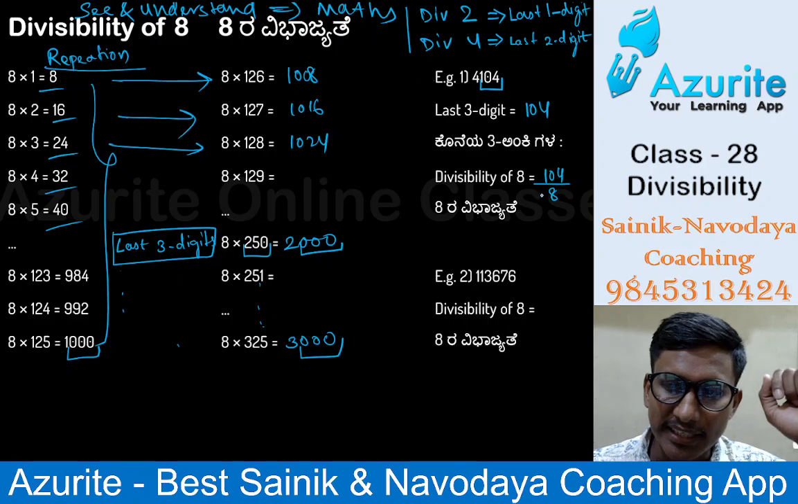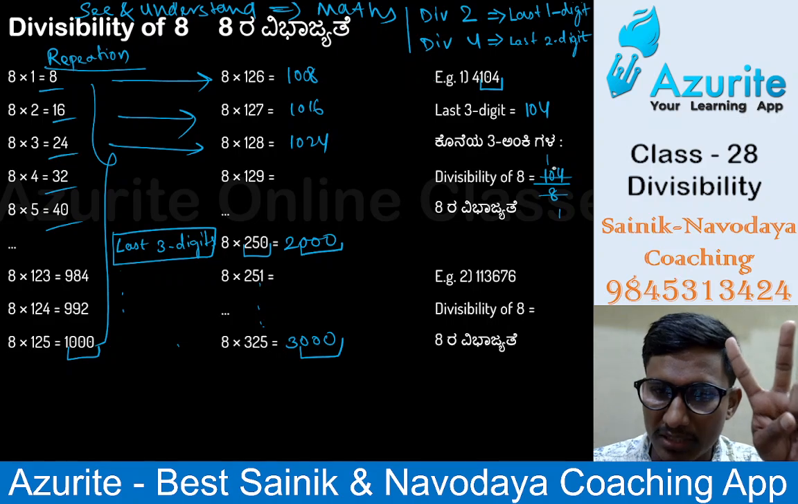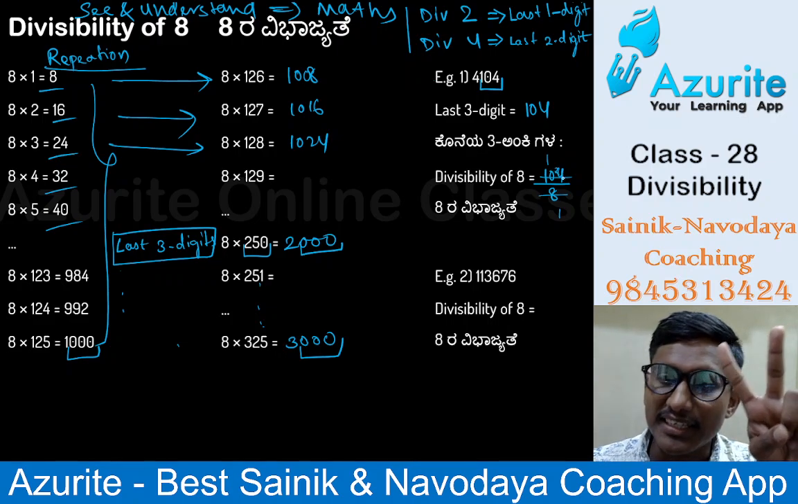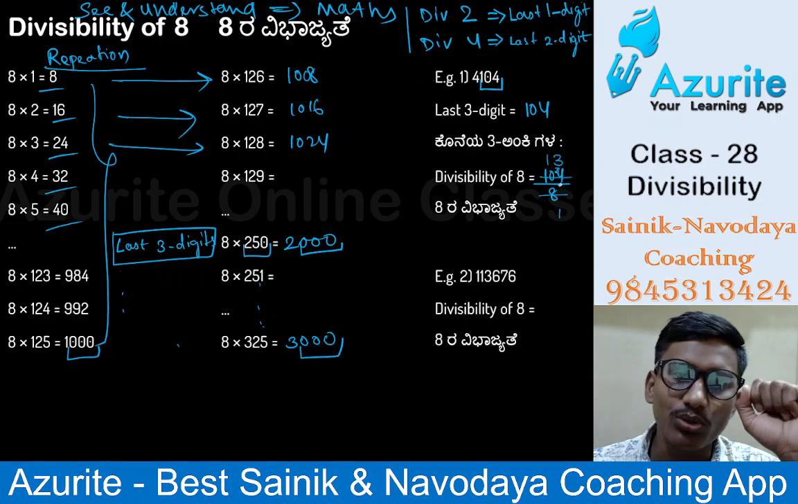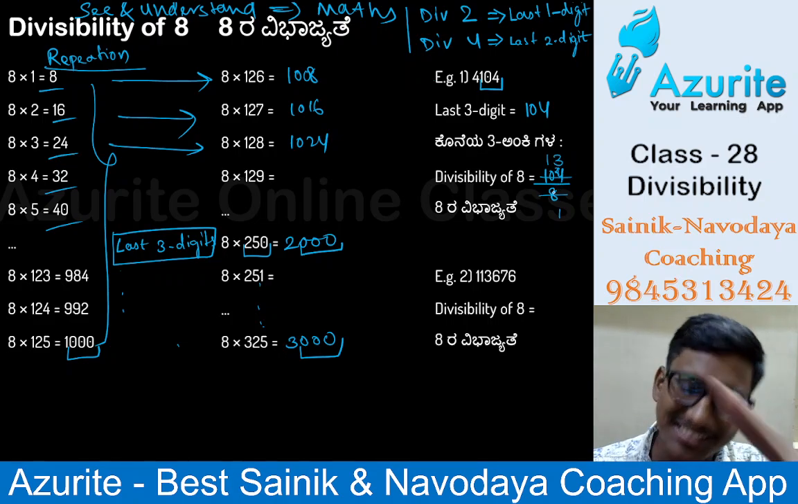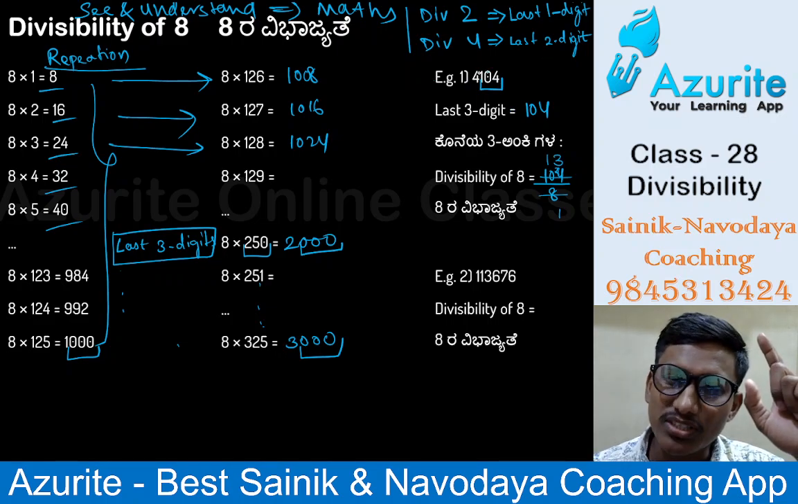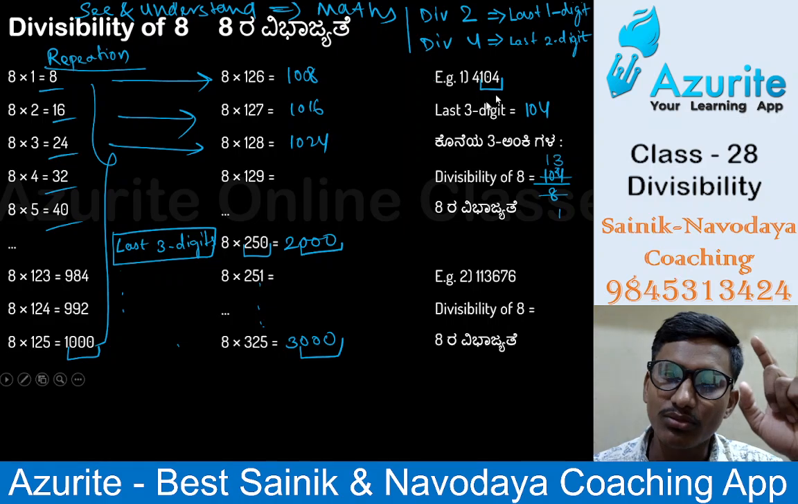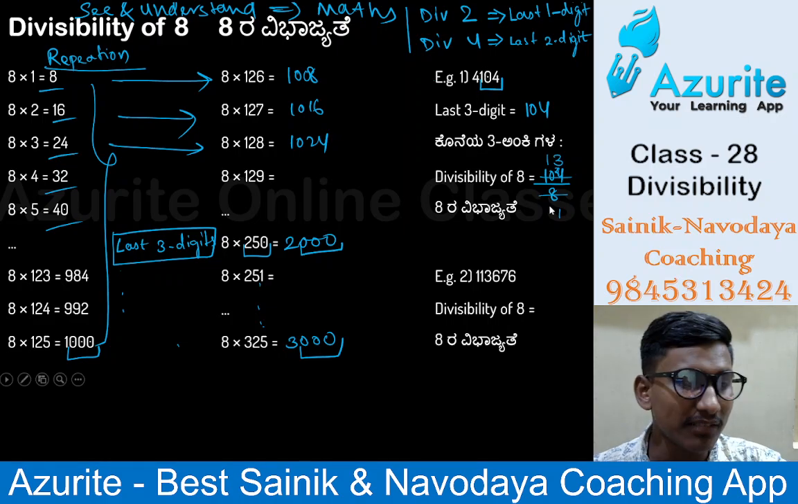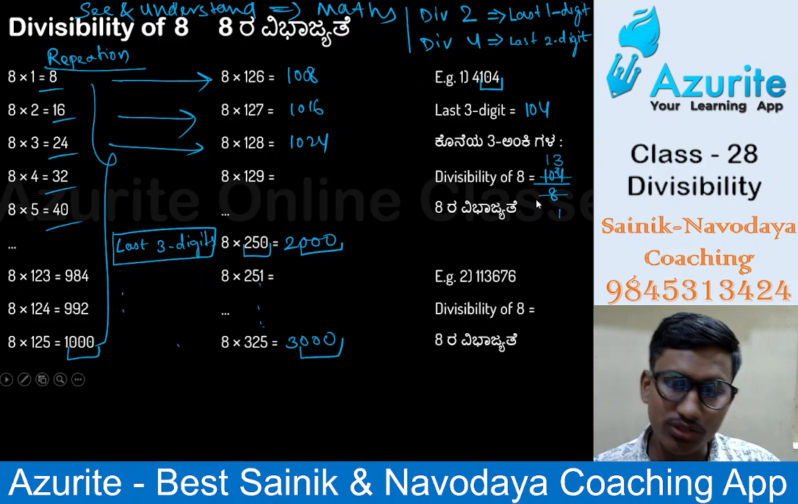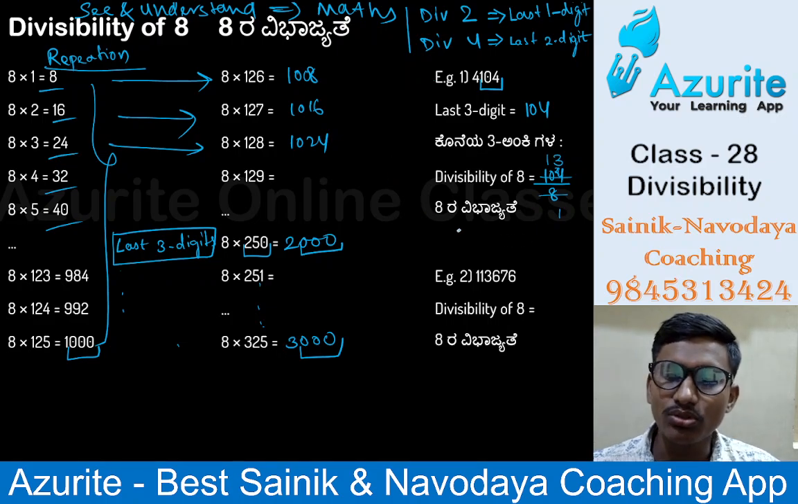Check here. 8 ones are 8, from 10, 2 will be remaining. That is, 8 threes are 24. Completely divisible. Yes, it is divisible. Okay. So what can we say? 4104 is divisible by what? 8. Understood? So that's how we have to remember.